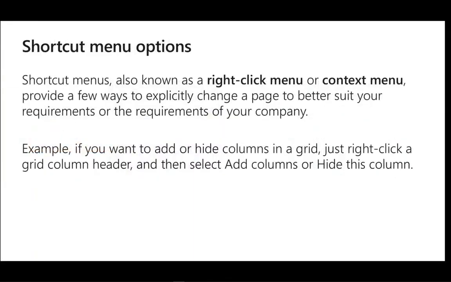When we right-click a menu, for example a context menu, we can find a few ways to explicitly change the page to better suit our requirements or the requirements of our company. Some of the most typical and important changes that can be made to a page are available directly as options on the shortcut menu. For example, if we want to add or hide a column in a grid, just right-click the grid column header and then select Add Column or Hide this column.